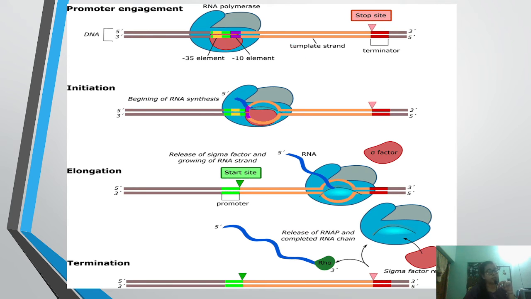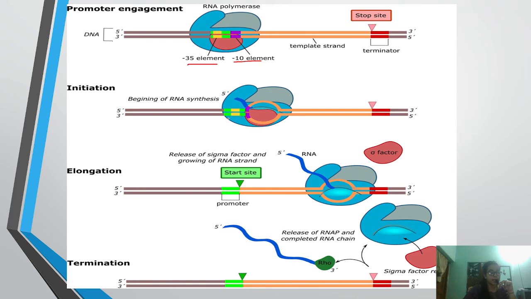Engagement of the promoter region means that the RNA polymerase must bind to the promoter region, that is between the -10 and -35 regions, which I have already shown you in the last few slides. Proper binding of the RNA polymerase between these two regions should be made, and the initiation process will start. So what does the sigma factor do? It will make the RNA polymerase bind to the -35 sequence.